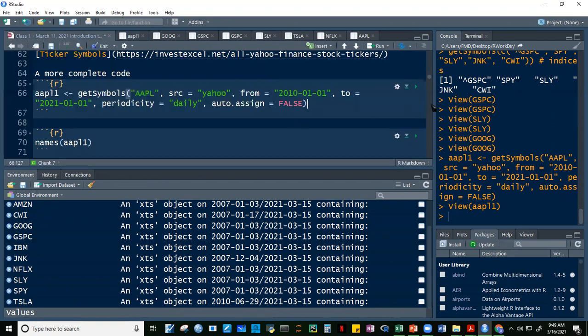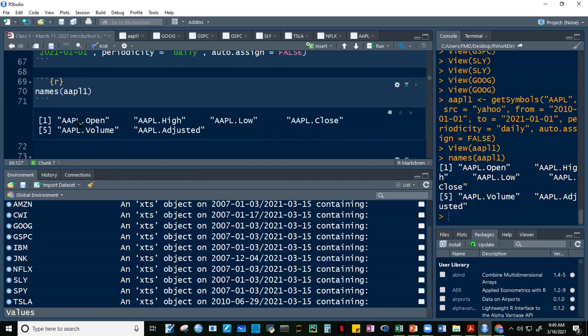And so we can perform some functionalities, some codes on this data. Okay? So, ano yung laman ng AAPL1? So, the names function. Ito yung laman niya, no? AAPL, open, high, low, close. Okay, this is what we call your OHLC, open, high, low, close form of data.